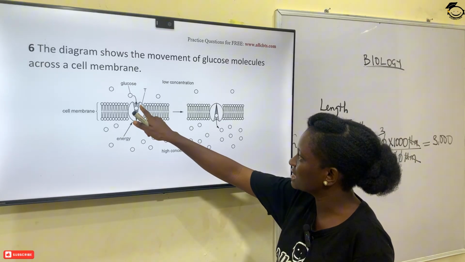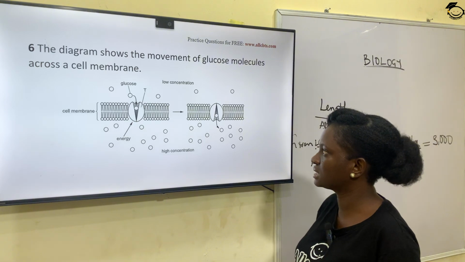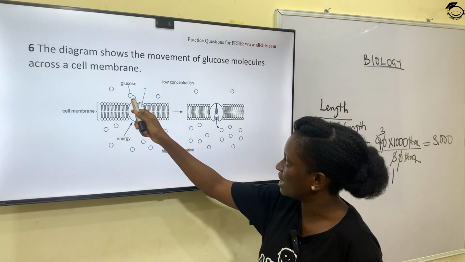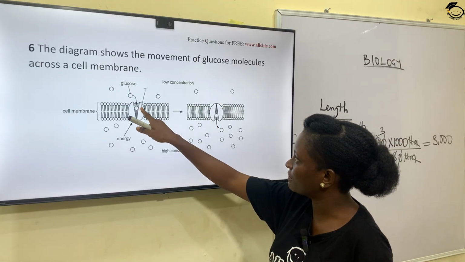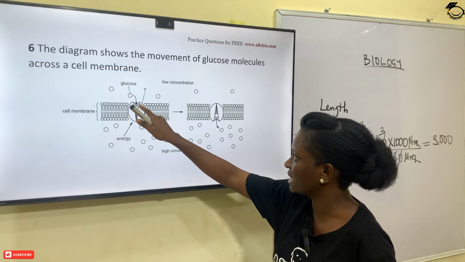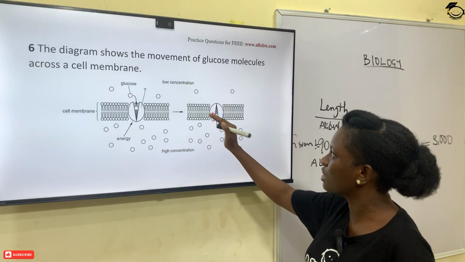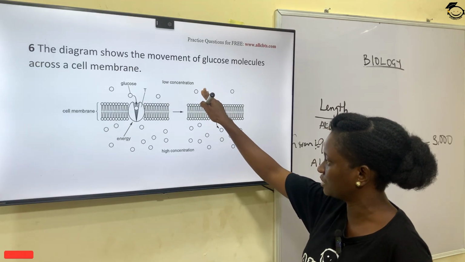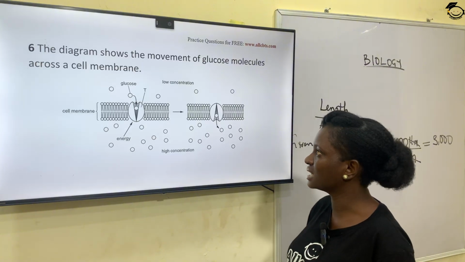Which statement describes this molecule T? So the glucose here, since it's moving across a semi-permeable membrane, which statement describes this T here? Because this glucose is moving against a concentration gradient. We can see it's moving from low concentration to high concentration. So let's look at the options that are provided.